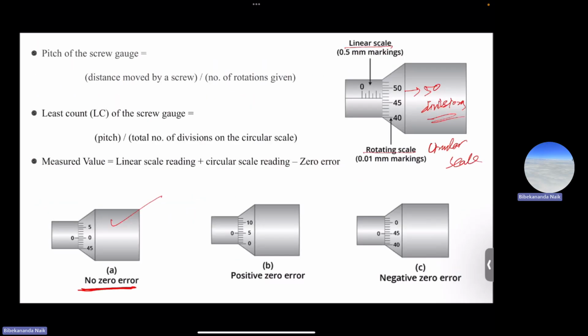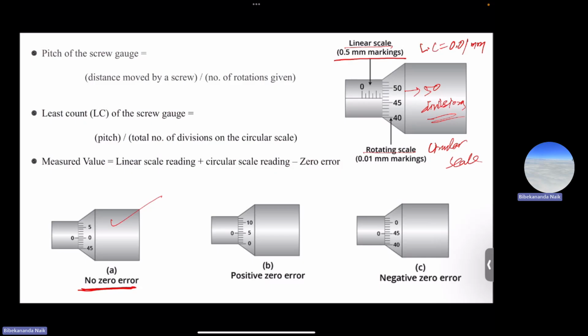But here in this case, as you can see, the linear scale has 0.5 marking. So accordingly, it has 50 divisions. So here also the least count for the screw gauge is 0.01 mm. The least count was 0.1 mm in vernier caliper, if you remember, but here it is again one order less, that is 0.01. So similarly, let's discuss the zero error case.